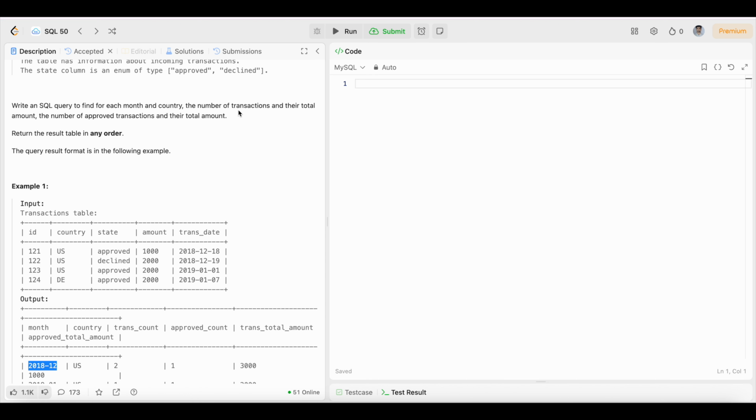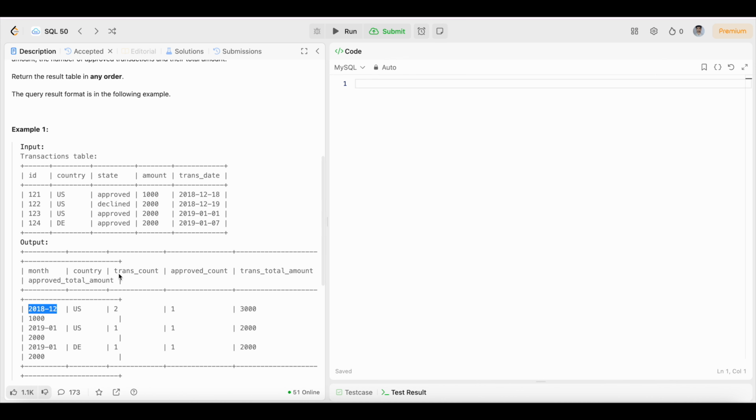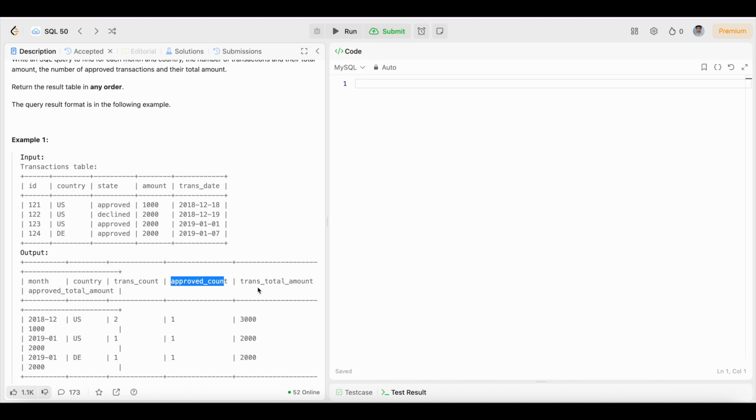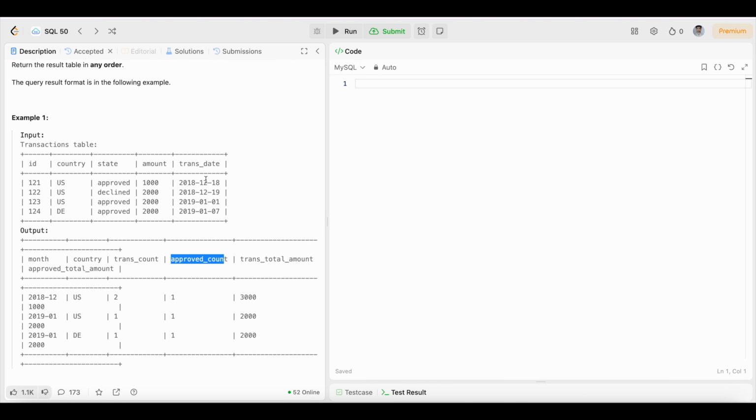For each month and country, we have to find the number of transactions, the approved count, the transaction total amount, and the approved total amount. For December 2018, only one of the transactions got approved and one was declined. The total number of transactions is 2, approved is 1. The transaction total amount is the total of all transactions in December 2018, say 3000, but the approved amount was only 1000.